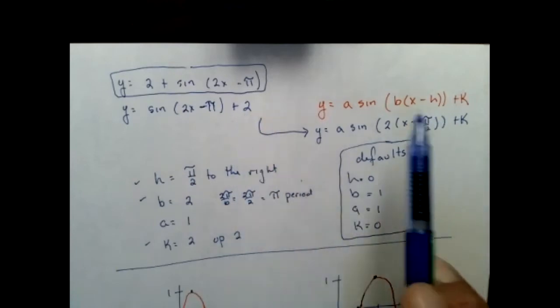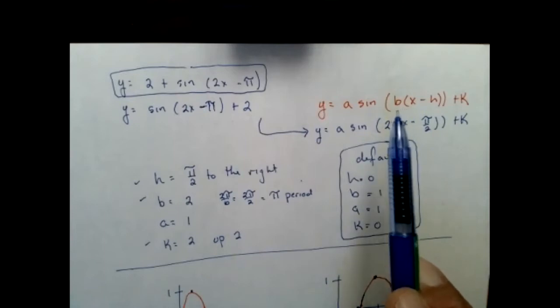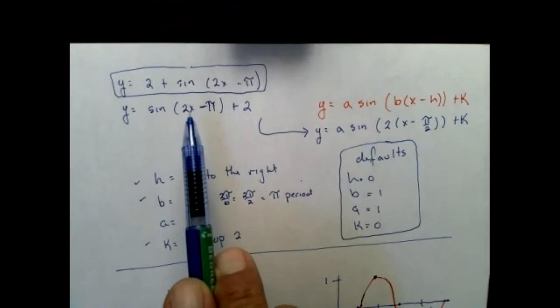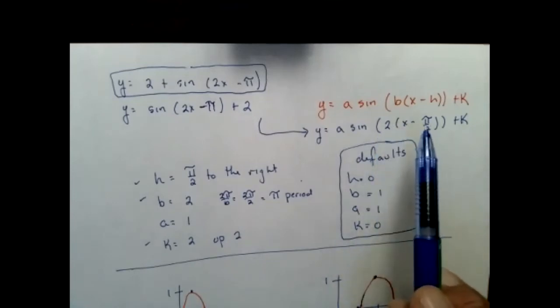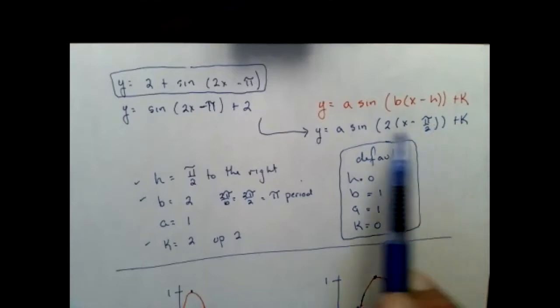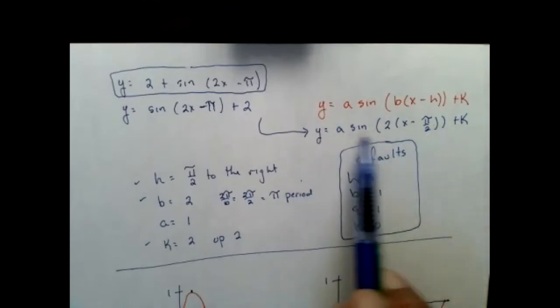Now, the second thing to get it in standard form was we had to pull the period out. So whatever the coefficient is of x, in this case it's 2, we had to divide both of these by 2. Divide this by 2, it gives me just the x. Divide this by 2, I get pi over 2. So now I'm in standard form.